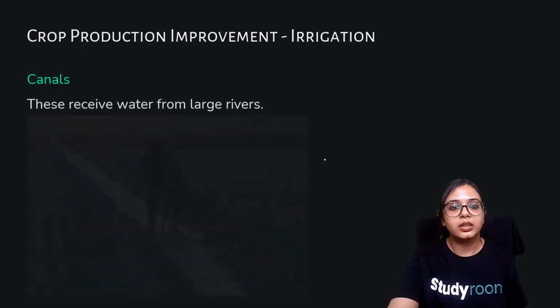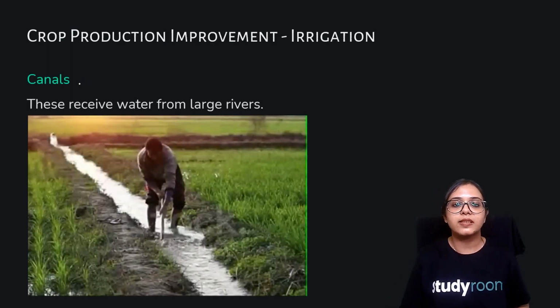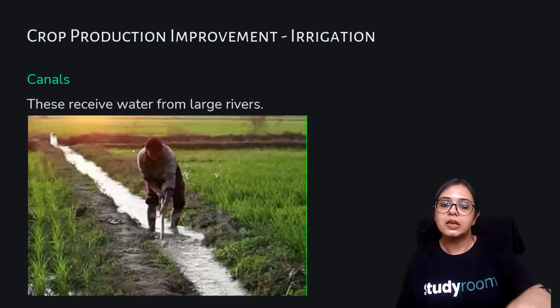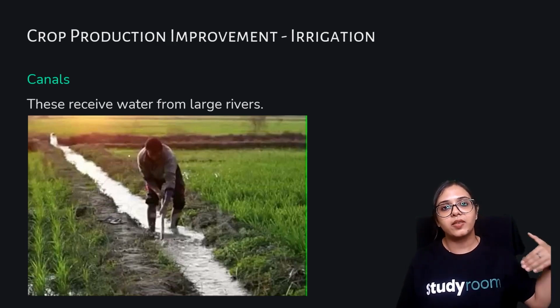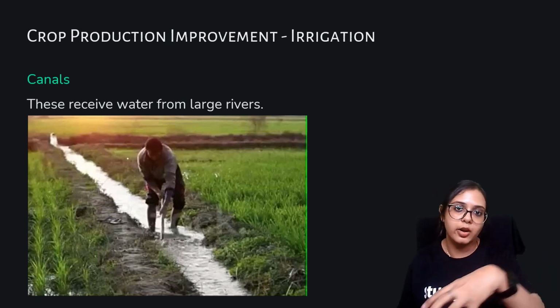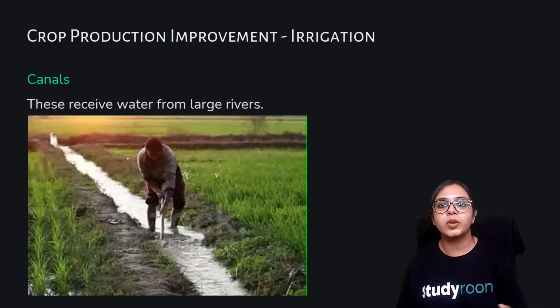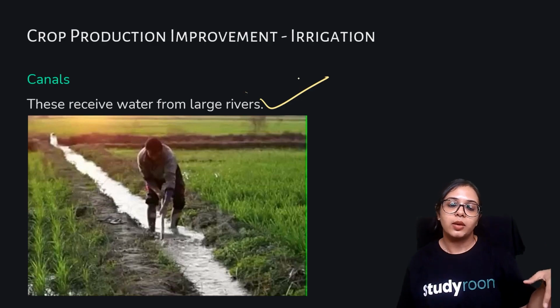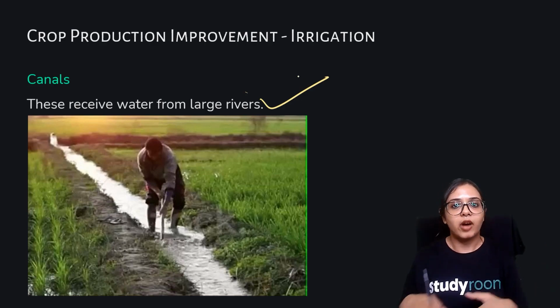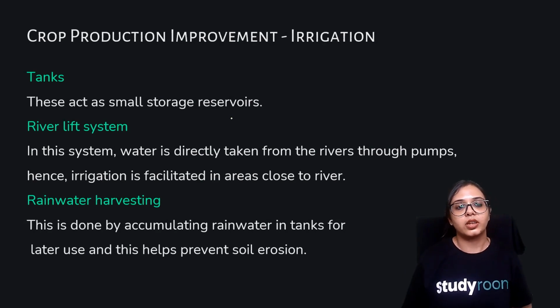Then there are other channels known as canals. As you can see in the picture, they are small channels dug between the fields, or sometimes even at the side of the field, and they are connected to the field area, and water is drawn from large rivers so that it can be supplied to the farmlands. Okay. Other methods of irrigation are tanks.